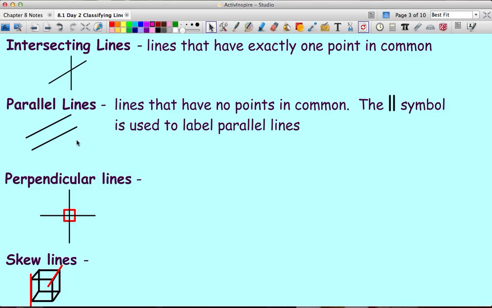It's also important to note that parallel lines are always the same distance apart. They never get closer together. If they were to get closer together, that would mean at some point the lines would have to intersect, making them no longer parallel lines. So to make a set of lines parallel, again, no points in common, same distance apart, and they have to be on the same plane.